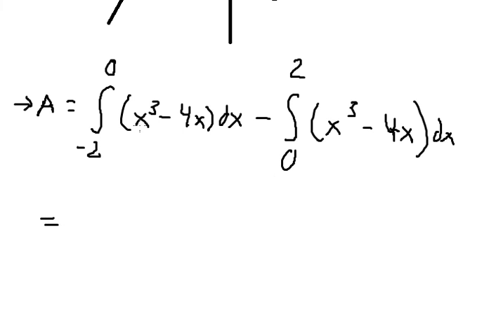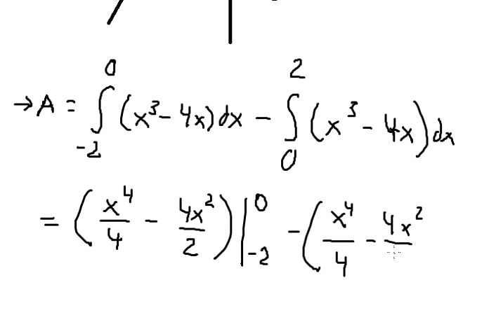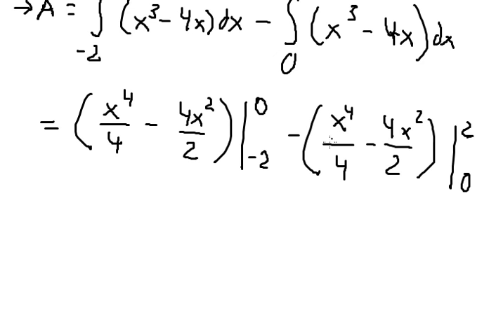Now the integration of x to the power of 3 gives x to the power of 4 over 4. This one gives x squared over 2, and we put the bounds from negative 2 to 0. For this one, similar. So I will substitute 0 here and negative 2 here. Similar for the second one.